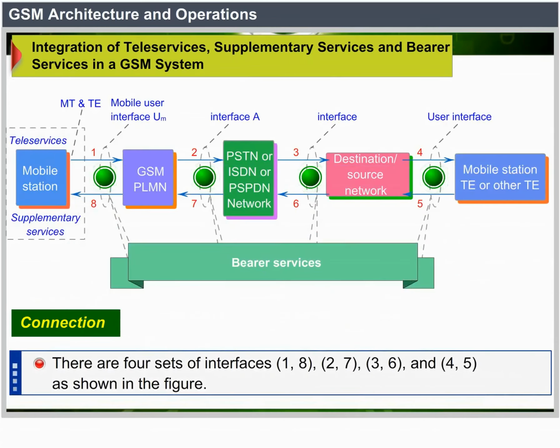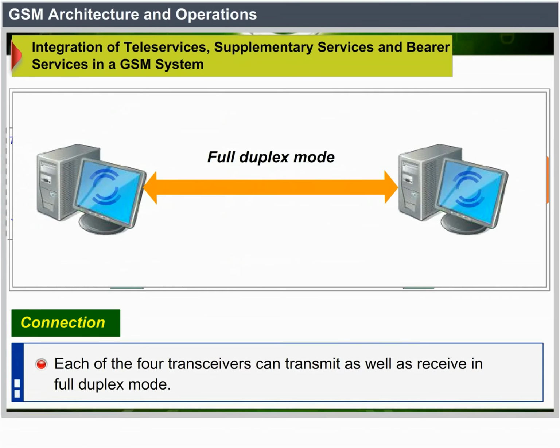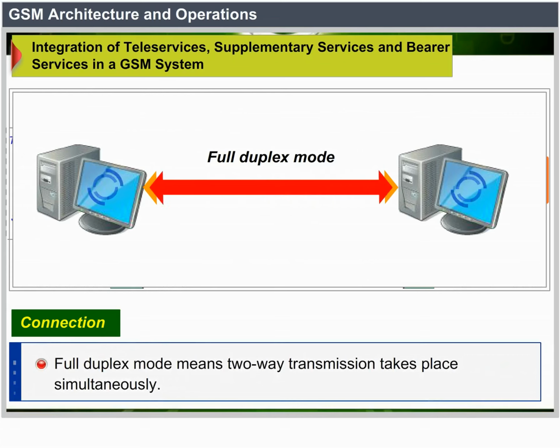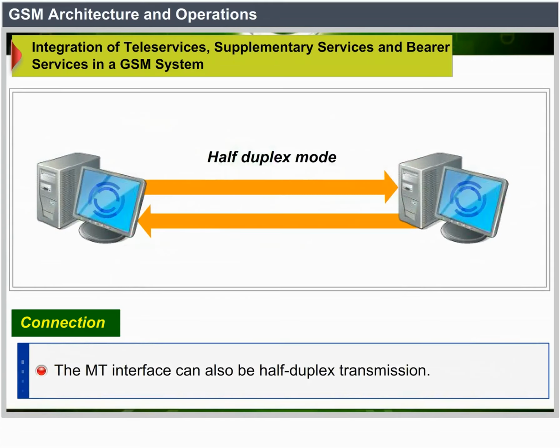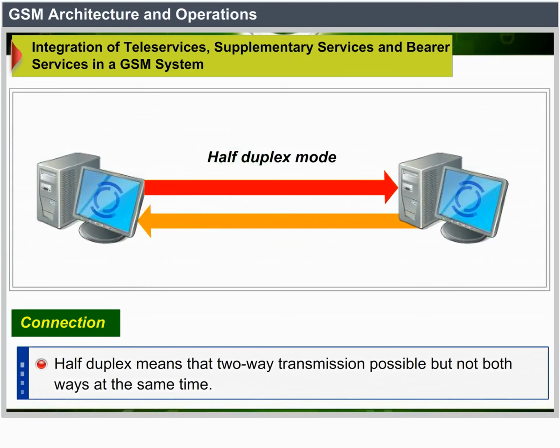There are 4 sets of interfaces, 1-8, 2-7, 3-6 and 4-5, as shown in the figure. Each of the 4 transceivers can transmit as well as receive in full duplex mode. Full duplex mode means simultaneous two-way transmission. The MT interface can also be half duplex transmission. Half duplex means two-way transmission is possible but not both ways at the same time.